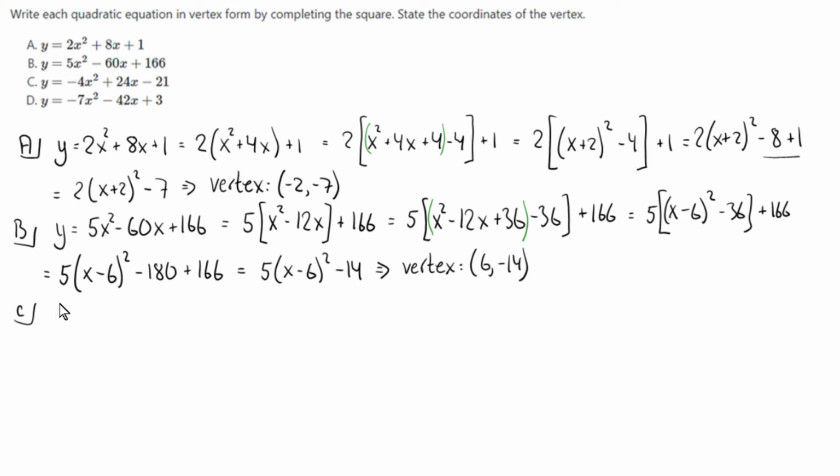Our next trinomial is y equals negative 4x squared plus 24x minus 21. Our greatest common factor here for the first two terms is negative 4. So we factor it out, and it leaves us with x squared minus 6x.